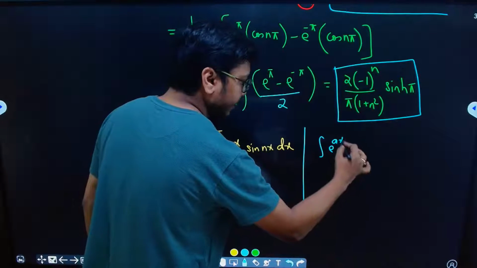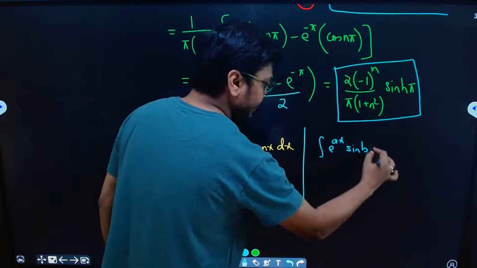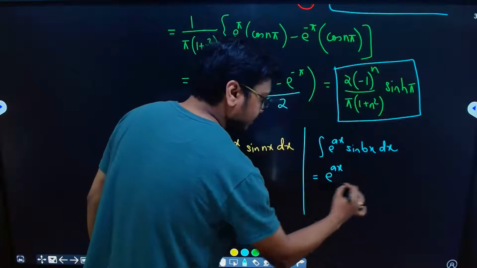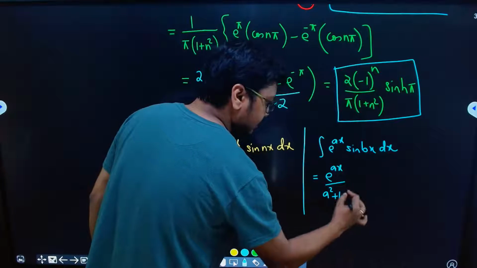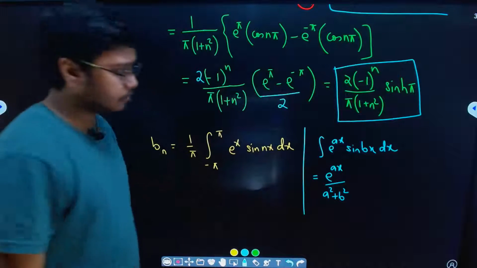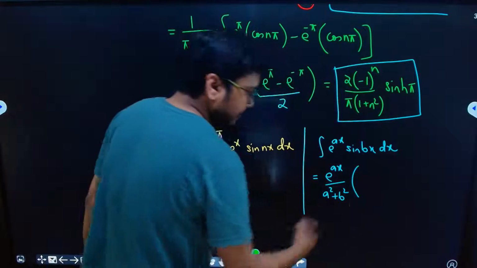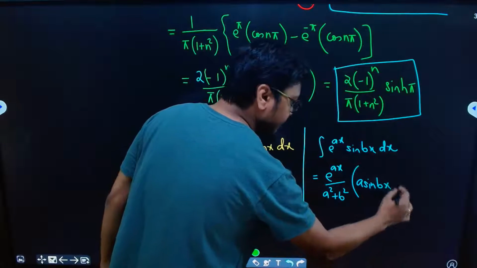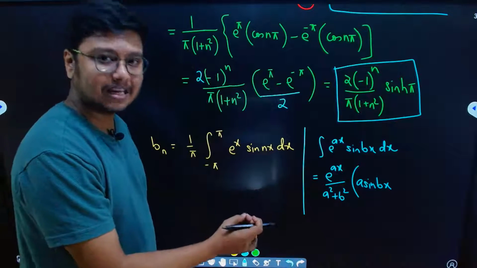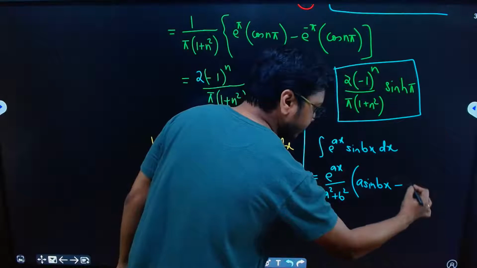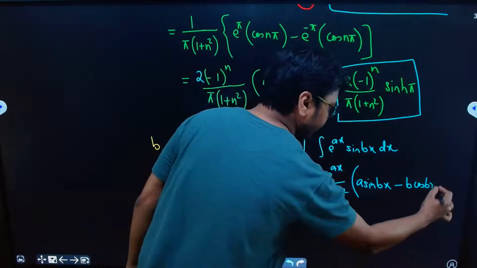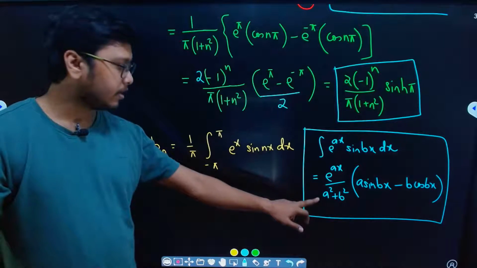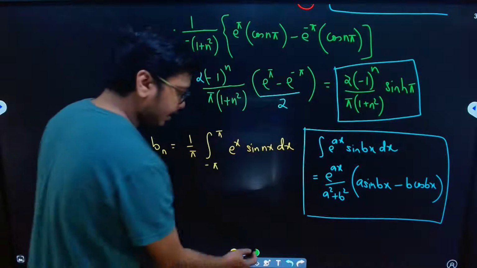If I have e to the power ax sine bx dx, the formula is e to the power ax by a square plus b square. The starting part is same like the previous formula. Just the inside part will be a little bit different. You will have a sine bx. In case of sine, the symbol is minus, not plus. So minus b cos bx. So again, this formula needs to be remembered, and we will apply the formula right over here.